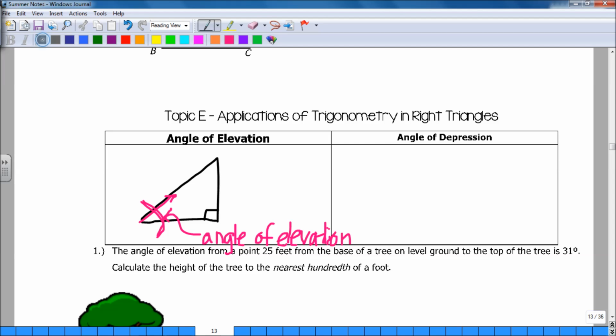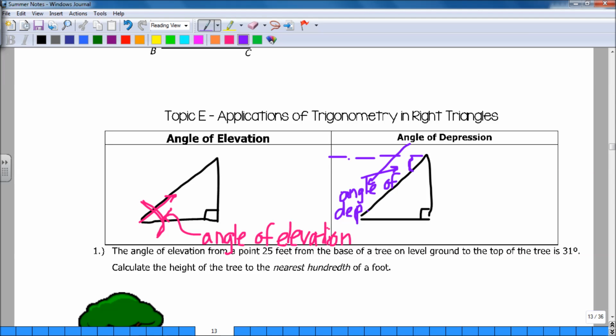Now, the angle of depression is the angle, here's your right triangle again. You would assume that it would be right in this area right here, that this would be the angle of depression, but actually this is neither the angle of elevation nor the angle of depression. The angle of depression is actually this angle right here. So this angle is called your angle of depression.